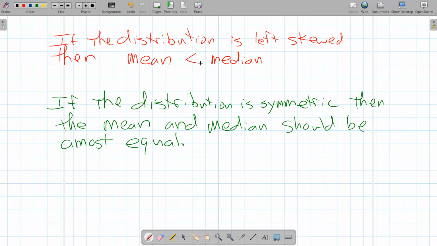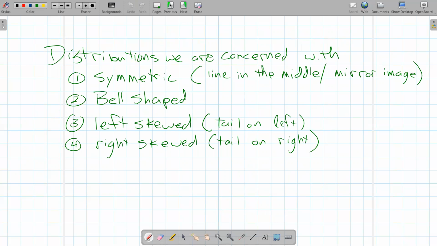So big ideas in this part of 7.3. The idea of a distribution of data, and that's just the shape of a histogram. And there's many ways to categorize the shape of a histogram. The ones we're going to take a look at are just symmetric, bell-shaped, skewed left, skewed right, and we could have some combination of those. We could have a bell with a left skew, a bell with a right skew. We could have symmetric but not bell-shaped, symmetric but skewed left. Lots of different options.